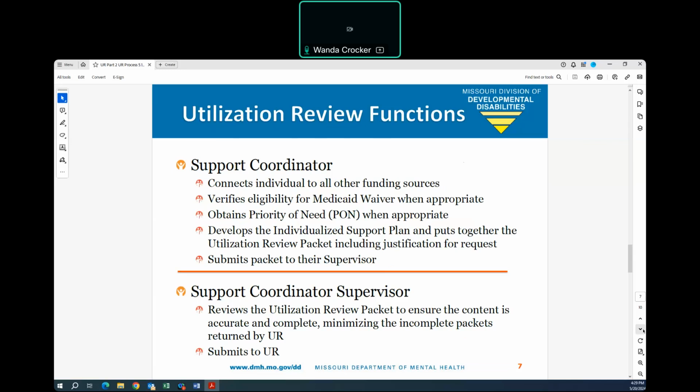So then it goes to their supervisor, and the support coordinator supervisor should be reviewing that utilization review packet to ensure the content is accurate, complete, and in order to minimize the incomplete packets returned at the next stage of utilization review by the UR lead. So that support coordination supervisor should be that quality assurance level. They're really responsible to making sure and backing up the support coordinator that they've done what they needed to do. And then they submit to the next step of the process, which is the UR lead.